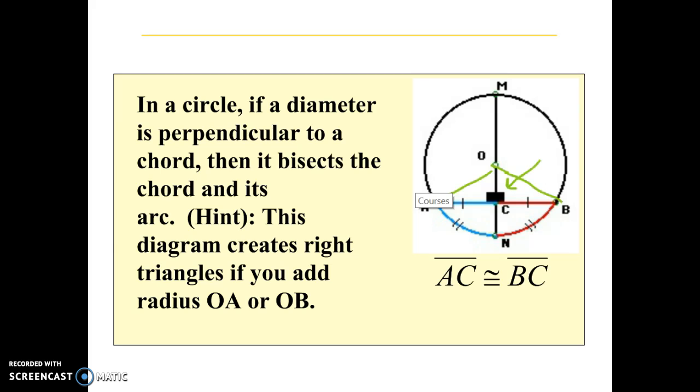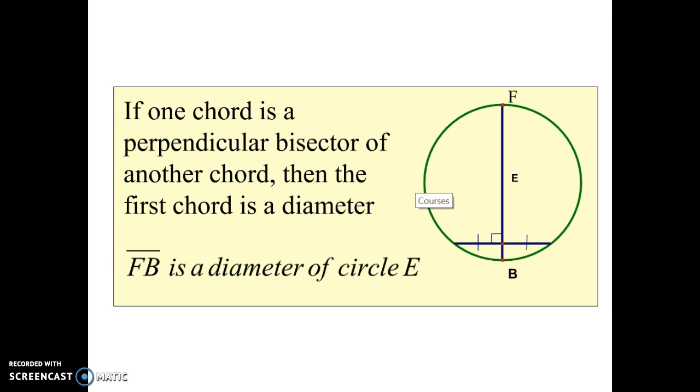All right. The other theorem, the converse of it: if a chord is a perpendicular bisector of another chord, then the first chord is the diameter. So since FB is the perpendicular bisector, notice bisecting, because we've got equal sections, perpendicular, because we've got the right angle marked. Therefore, FB must be the diameter.